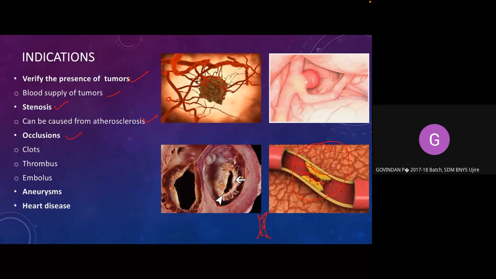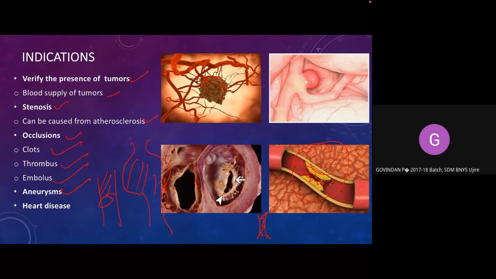What are the things you can find out in an angiogram? If it is a clot, the dye will fill up only one side, or if there is a thrombus or embolus, or if there is an aneurysm, what will happen? The vessel will swell up like this, and the dye will form a globular-like structure.